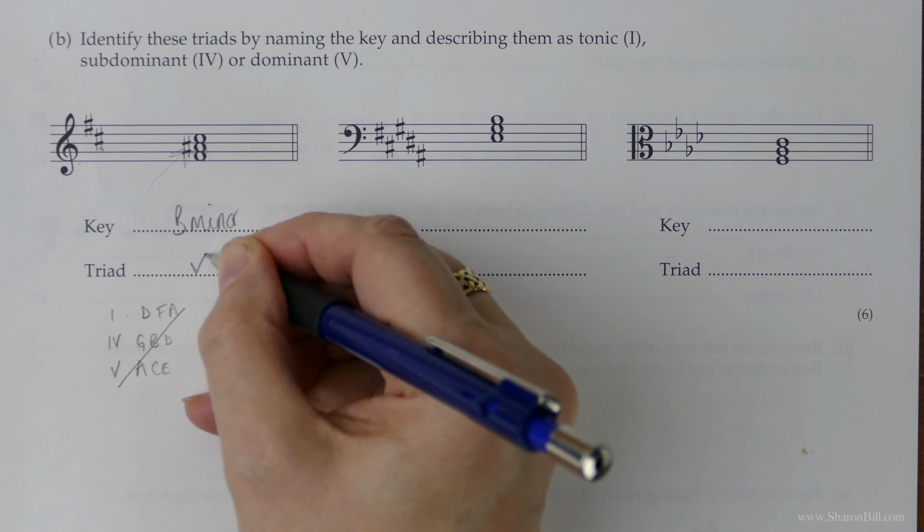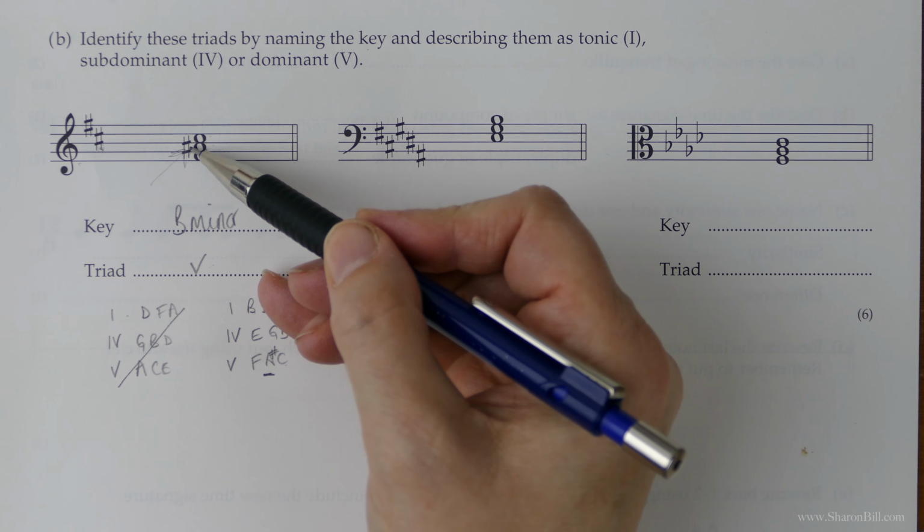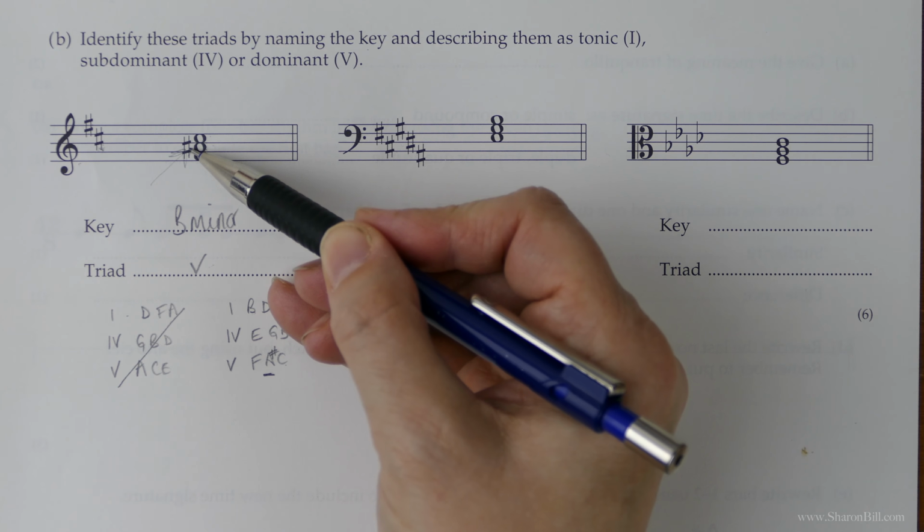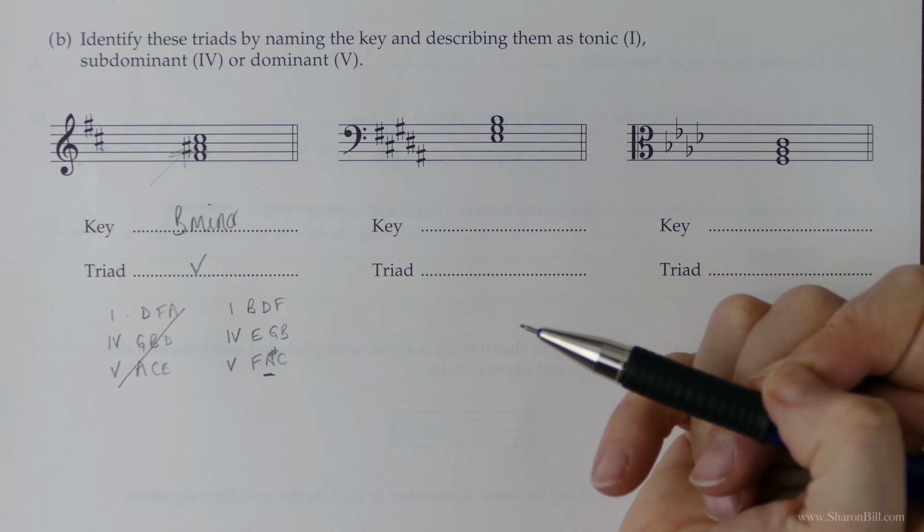And that's chord 5. However, straight away when you see a raised note in the middle of your triad, you know that's the raised 7th. And it's chord 5 in the minor key.